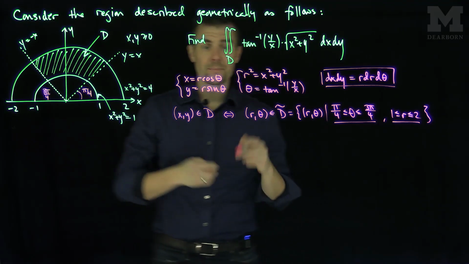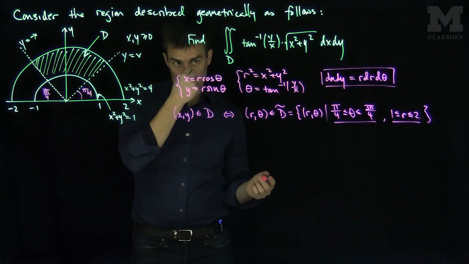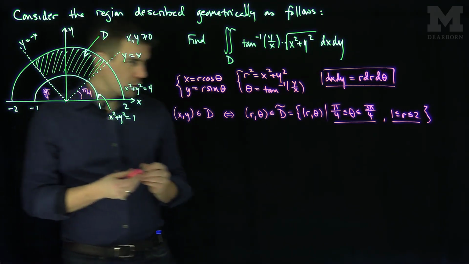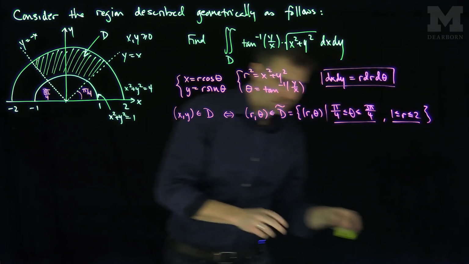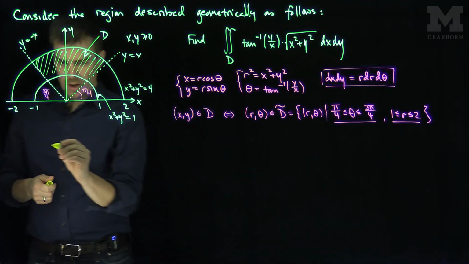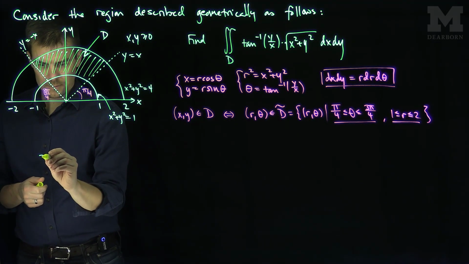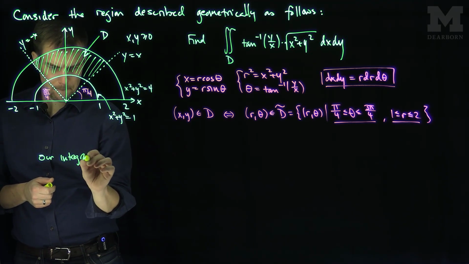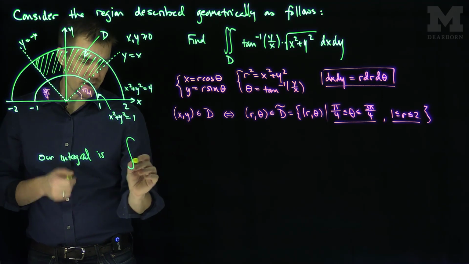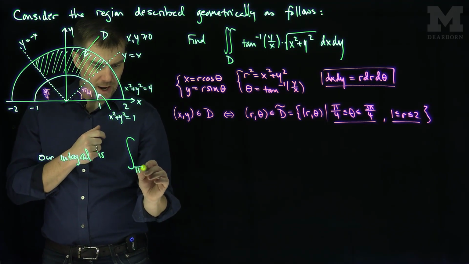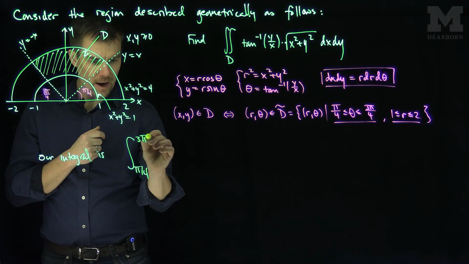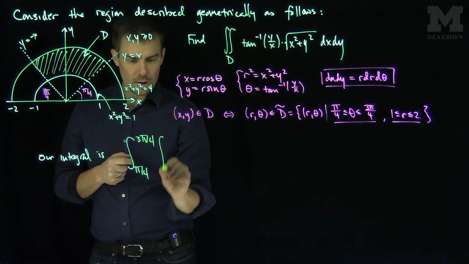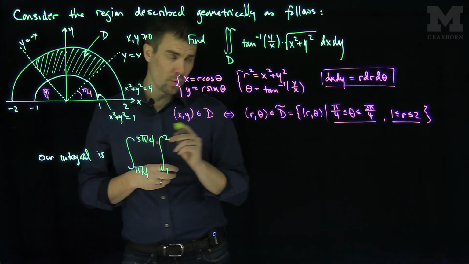It's a rectangular region. Now we can turn our integral into polar coordinates. In polar coordinates, our problem becomes this. So my limits are going to change. Our integral is the integral where theta goes between pi over 4 and 3 pi over 4, and r goes between 1 and 2.